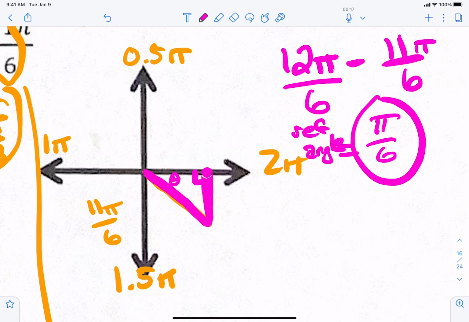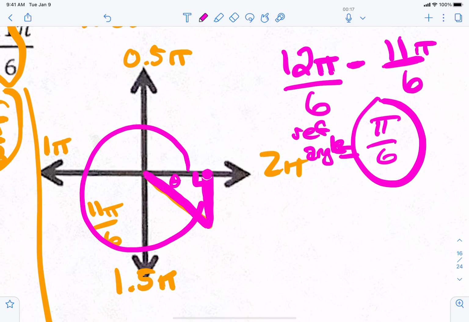Do you want me to walk through again why it's 2 pi minus 11 pi over 6? 2 pi is all the way around. 11 pi over 6 is how far I've gone. So if I want to go the rest of the way, I have to subtract. 2 pi, the full circle, minus 11 pi over 6 will give me the rest of the piece that I need, right? Okay, my reference angle is pi over 6.